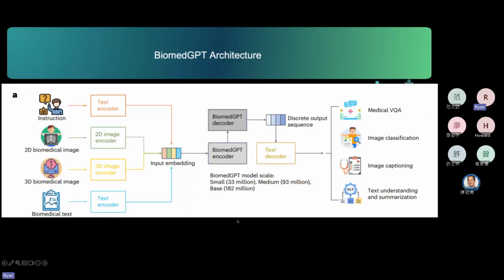And here's a brief architecture of what BioMedGPT looks like. It can take a text encoder and a 2D or 3D image, depending on which encoder you use. Then they concatenate them together and throw it into the encoder and then the decoder, and we get this discrete output sequence, which we can then use to perform a downstream task for a specific purpose. It's being divided into three scales: small, medium, and base model.